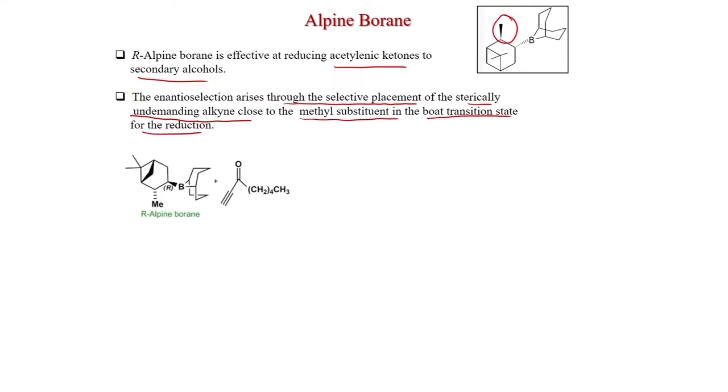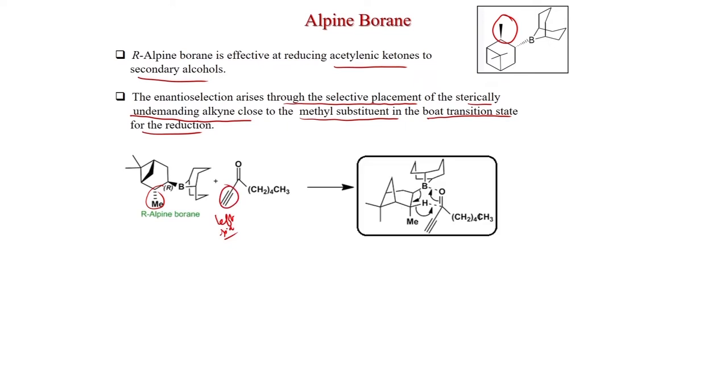And this is the R-Alpine borane, we can write like this, and methyl here. If we give the rotation, then methyl comes down here, on the downside. And now this is the top side, and if you draw the ketone like this with this on the left side. Now, this transition state is like this.